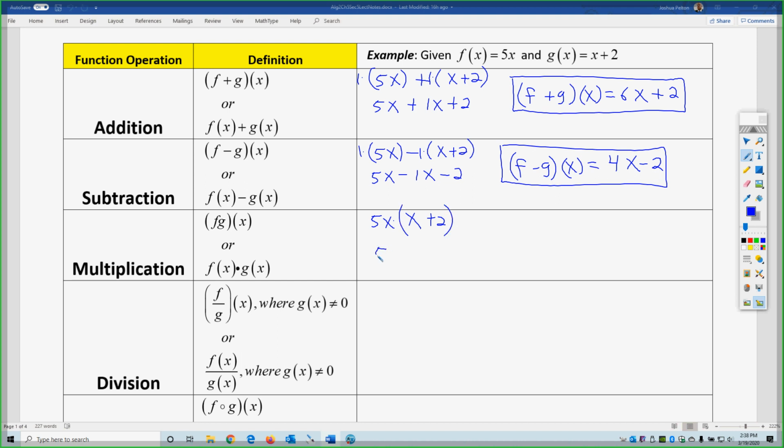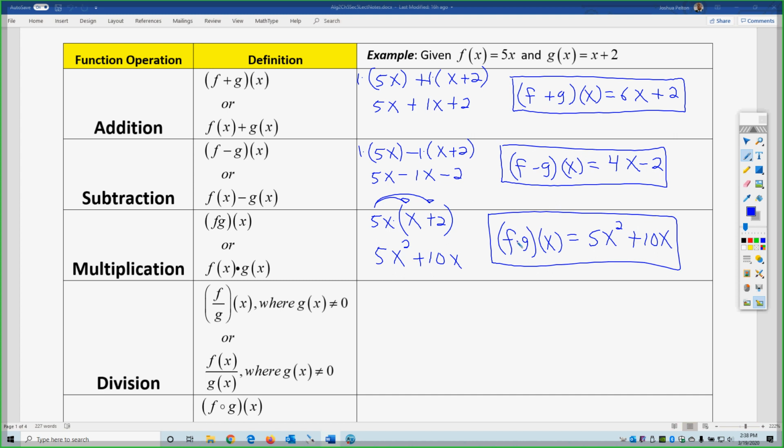So we multiply that out, it gets us 5x squared plus 10x, and we distribute for a final answer of f of g of x equals 5x squared plus 10x. And you can put the singular dot in there if you want, but it's not entirely necessary.